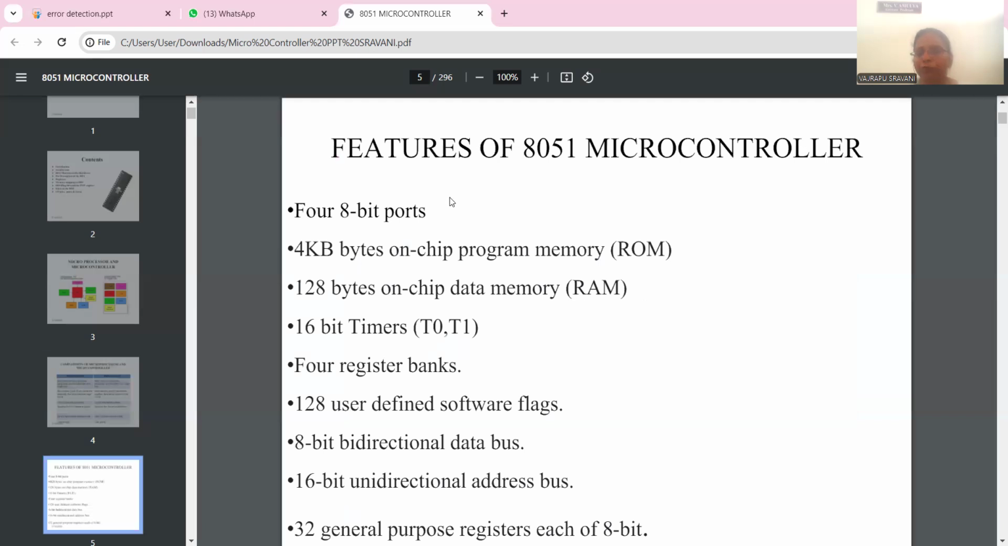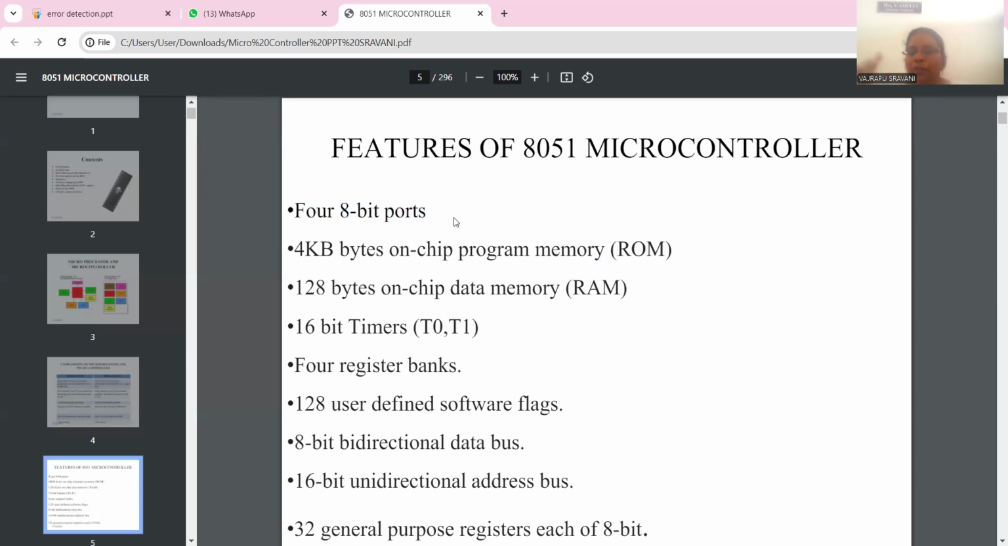Next is the features of the 8051 microcontroller. While buying a phone, first we observe features like what is the ROM size, what is the RAM size, what is the processor, and how fast it operates. Similarly, any device has some features. Here the 8051 also has some features. It has 4 ports.